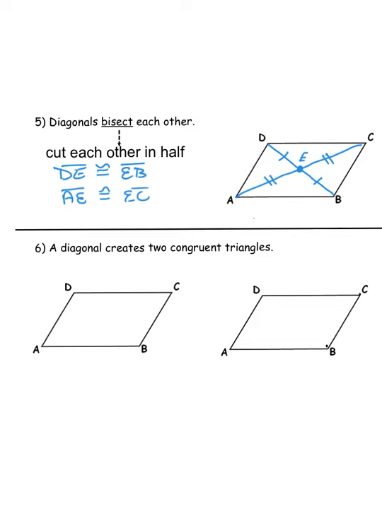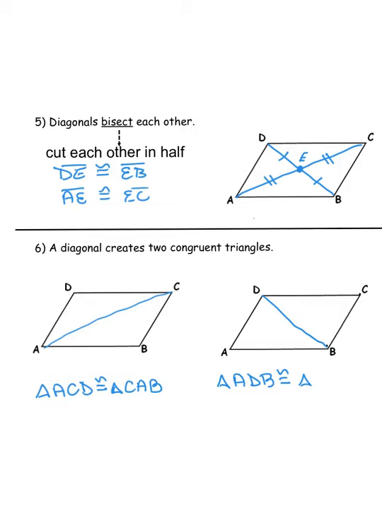And the sixth property that we need to know is that a diagonal creates two congruent triangles. So if I draw this diagonal, I can say that triangle ACD is congruent to triangle CAB. And if I draw this diagonal, I can say that triangle ADB is congruent to triangle CBD.